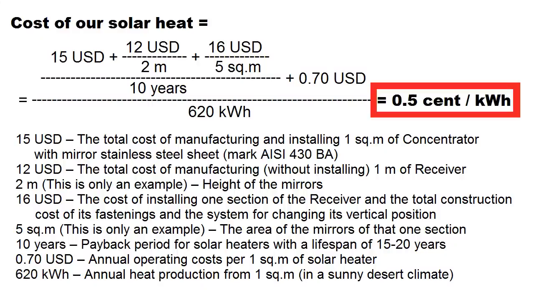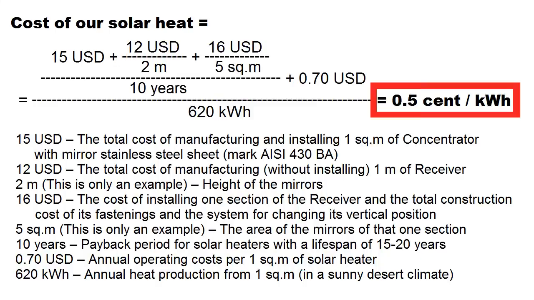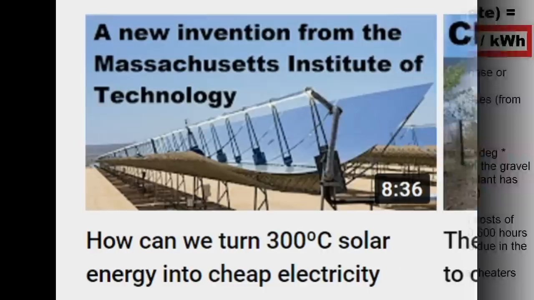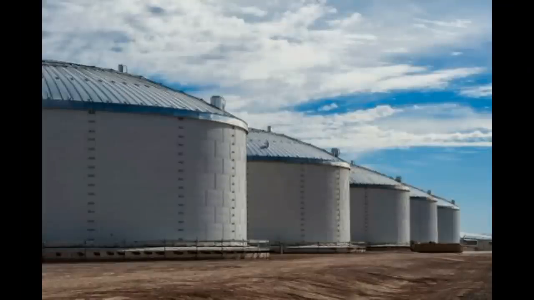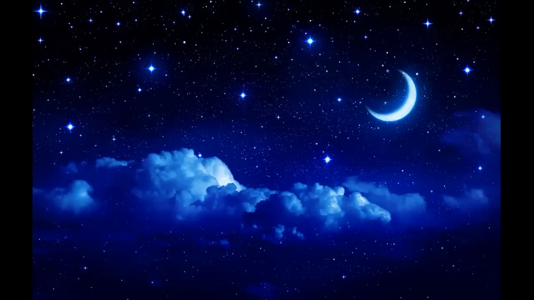Here we see that this formula requires a reduction in the cost of our solar heat to a level of half a cent per kilowatt hour, and it is approximately 10 times cheaper than the cost of heat from natural gas. This cheap heat can be used to generate electricity at this cost, 5 cents per kilowatt hour, and this formula was explained in my recent video. The conversion of our cheap heat into electricity is done by steam turbines and heat storages, which provide the production of solar electricity not only when the sun is shining, but also at night and on non-solar days.